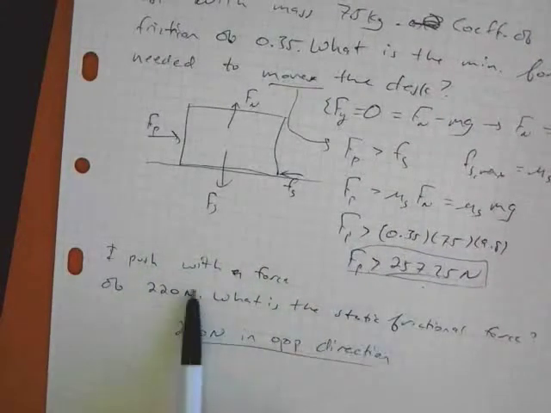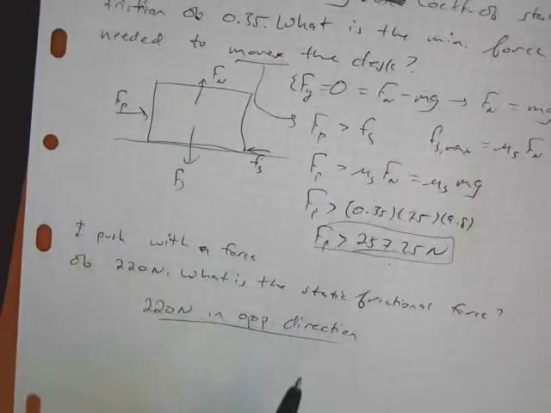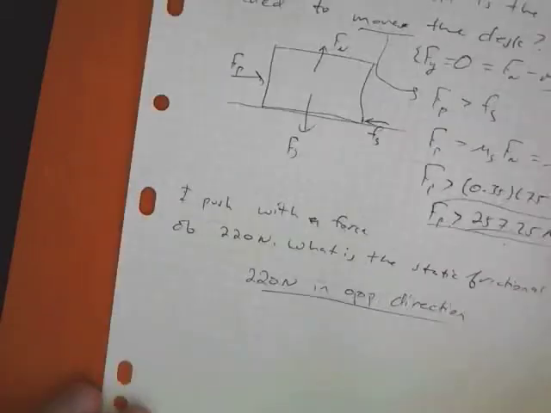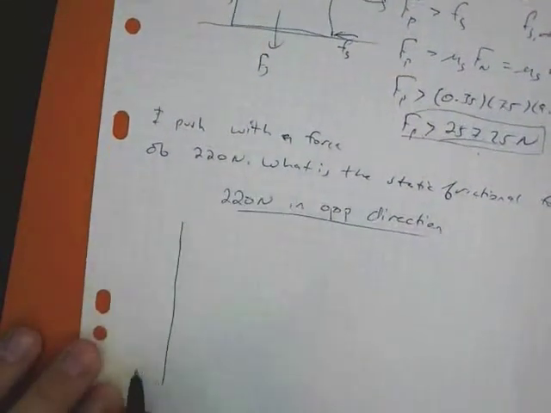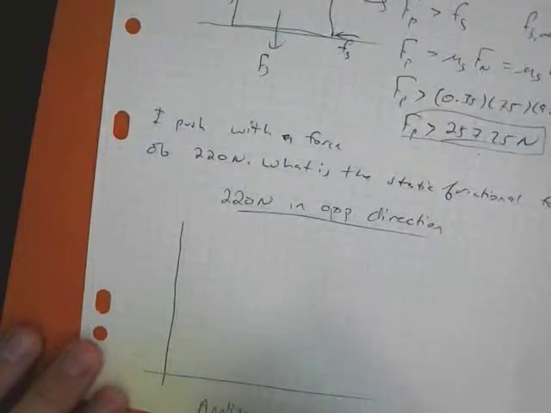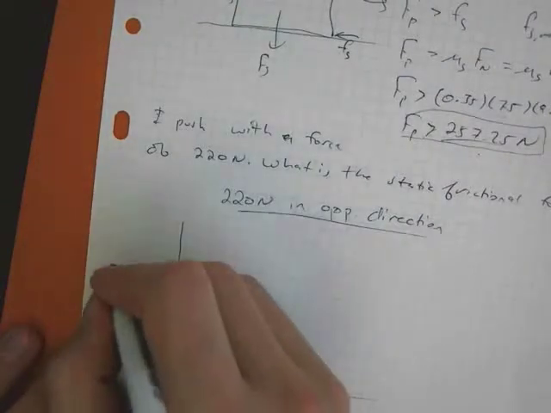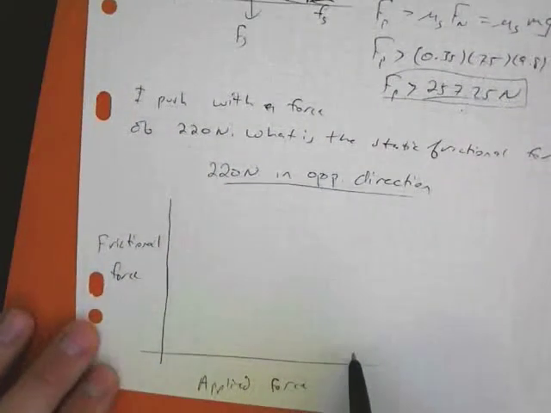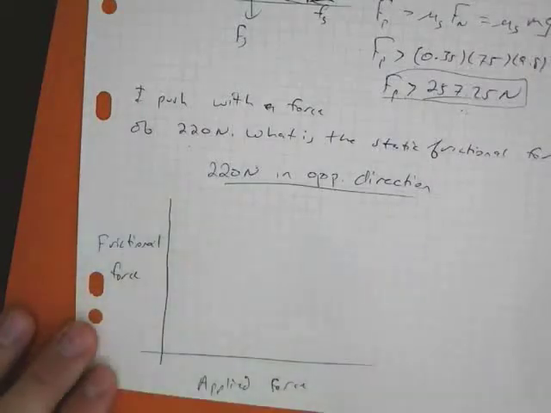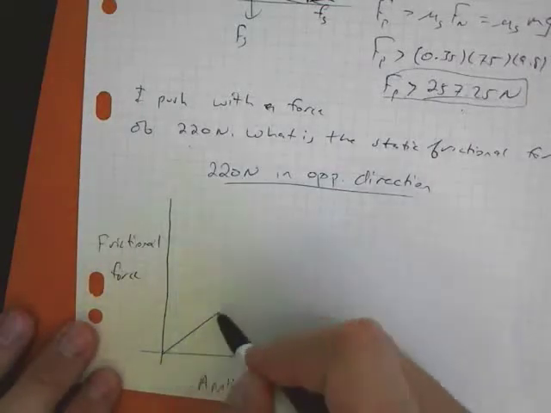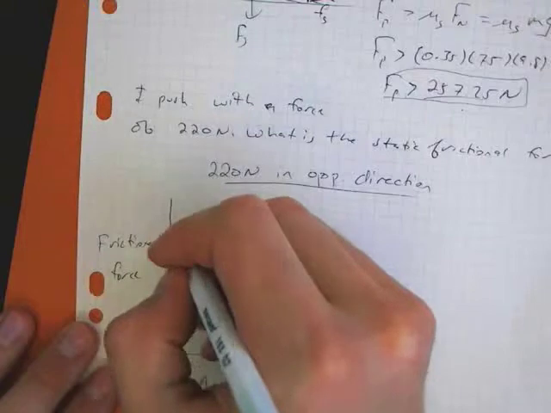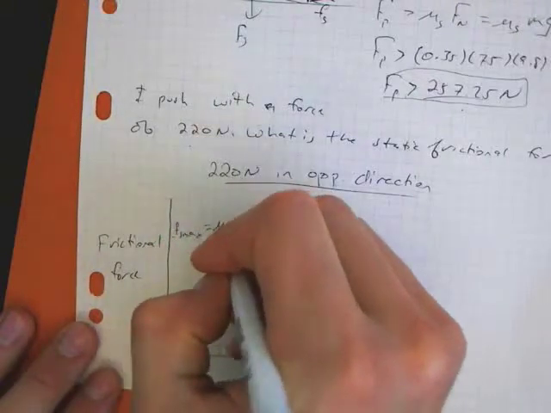Okay, so keep an eye out for this kind of trick question. Static frictional force, remember, is equal to applied force up to a particular value. Think of a graph here. We go applied force versus frictional force. As an object starts at rest, the frictional force is equal to the applied force up until we hit this value that is the maximum static frictional force.